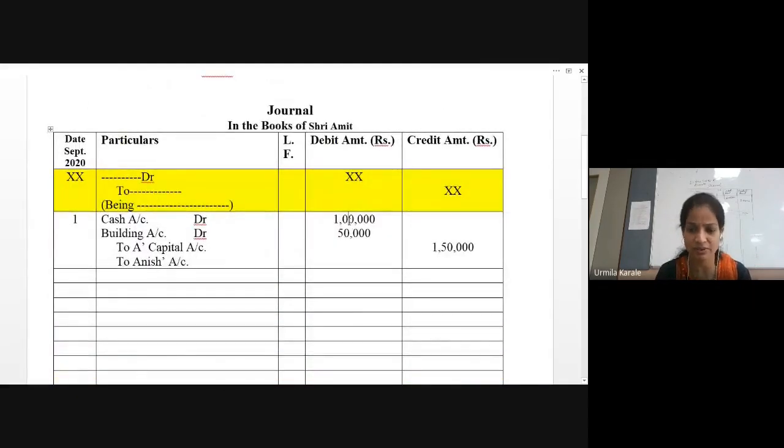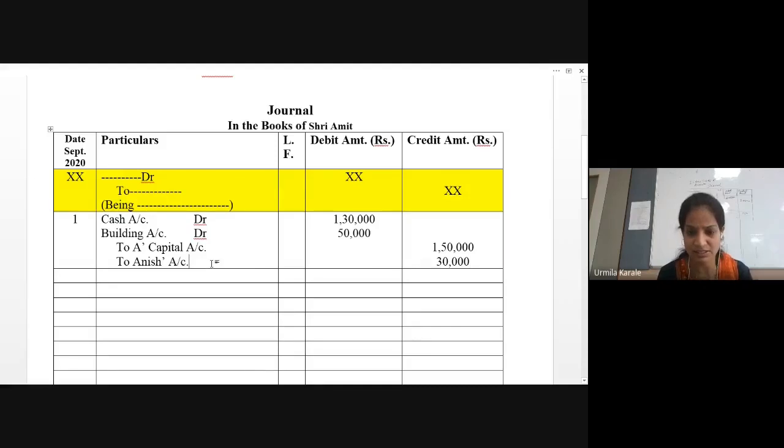So it becomes 1 lakh plus 30,000. And that 30,000 is given by Anish. I can see 30,000 here, his account credit, and 30,000 cash comes in. So we have just changed the balance of cash, 1 lakh from owner and 30,000 from Anish. That's how you got 1 lakh 30,000 cash. Building has come in, 50,000. This plus this, 1 lakh 80,000 debit and 1 lakh 80,000 credit.